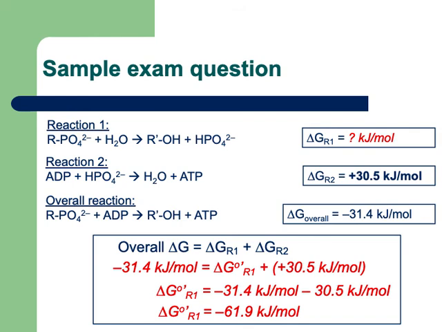So if you've rearranged your equation, you know that the minus 31.4 kilojoules per mole, which is the overall delta G, is on the left-hand side. And then we're trying to solve for the delta G of reaction 1. So we rearrange, we bring the 30.5 kilojoules per mole over to the other side, to the left-hand side, and we end up having a value of minus 61.9 kilojoules per mole.